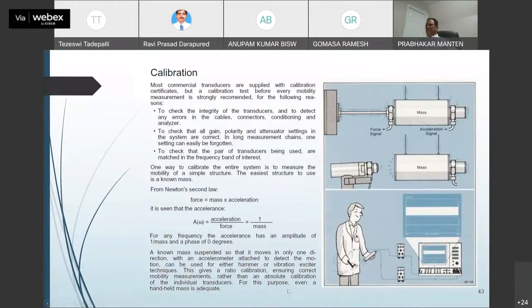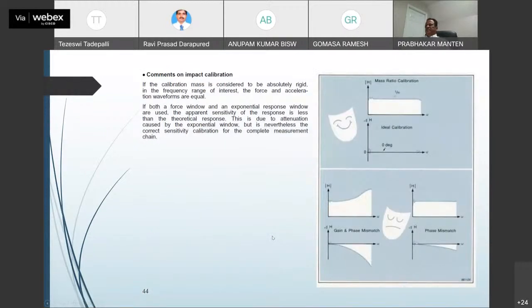For this purpose, even a handheld mass is adequate. You can take a mass, hold it in your hand, impact it, and check the response. That's okay. Along these lines, you are again calibrating to check.